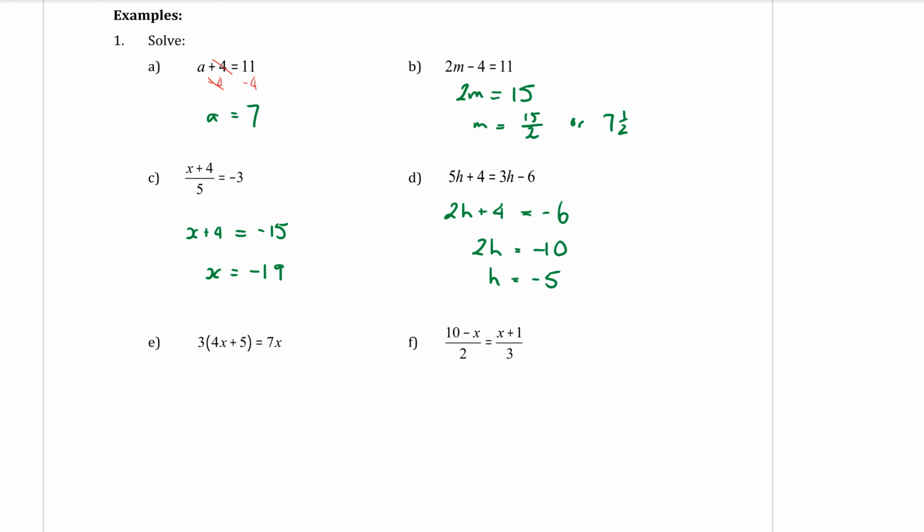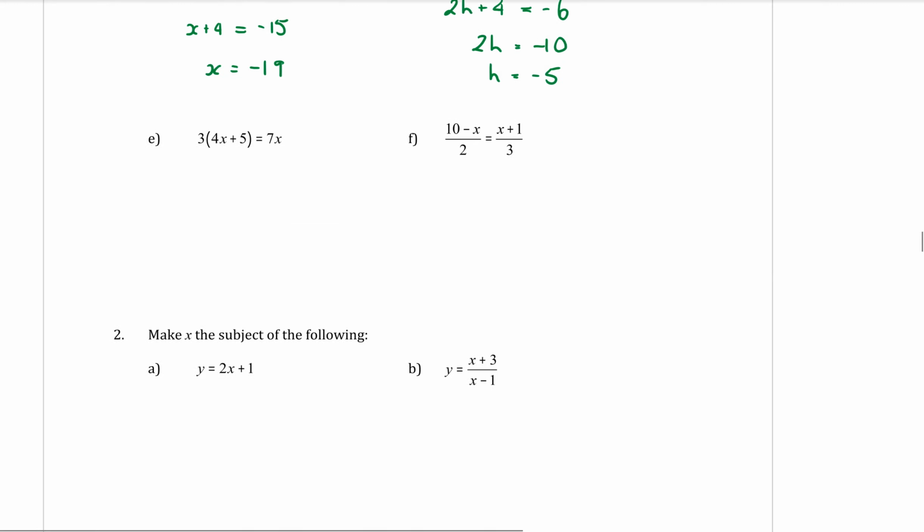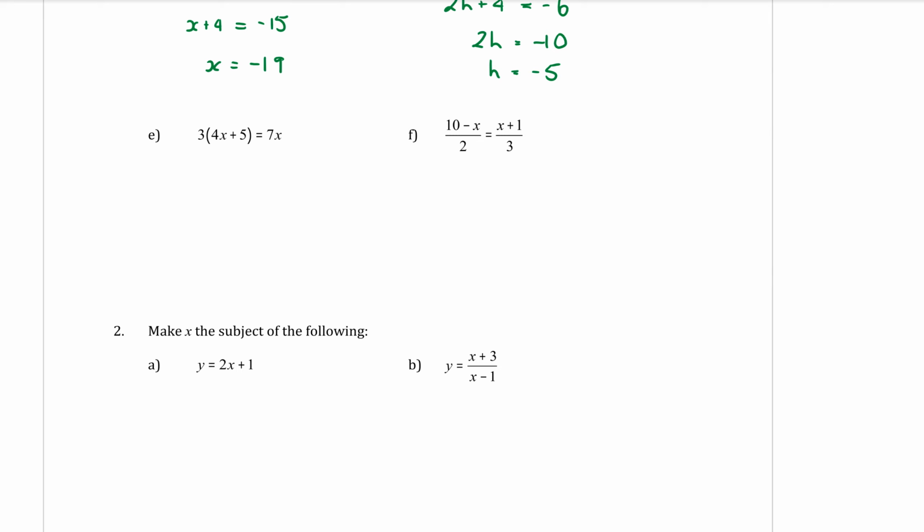If there is brackets, sometimes you can divide that away if it goes nicely, but this is not going to work for this one. So we're going to need to expand those brackets first. 3 times 4 is 12x. 3 times 5 is a plus 15 equals 7x. Again, I have pronumerals on both sides. I like to move the smaller one, so I'm going to subtract the 7x. 12 take away 7 is 5x plus 15. If I subtract that 7x, it means there's nothing left. There's 0 on that side.